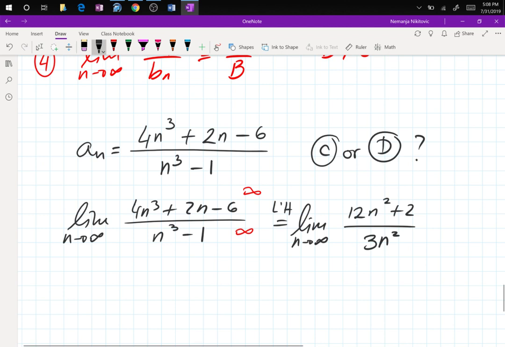Now when you check infinity, you still have infinity over infinity, so you do L'Hopital again. You get the limit as n goes to infinity of the derivative on top, 24n, over the derivative on the bottom, 6n. Now it's simple. It reduces down to 4, because 24 divided by 6 is 4, and n cancels n, so we are good to go.